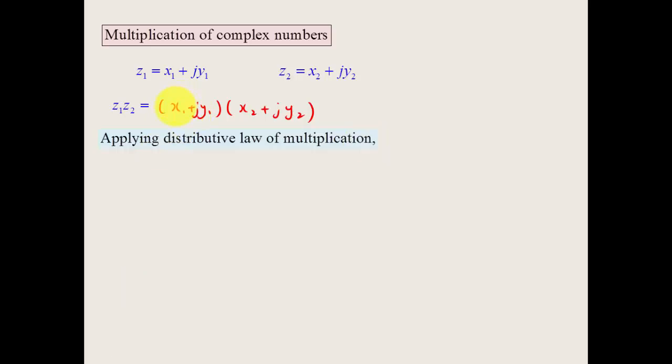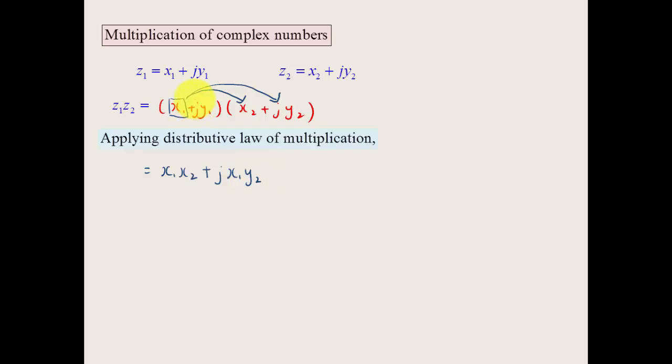So first, I'm going to start with the term x1, and I'm going to multiply x1 to x2. So that leaves me with x1 times x2. Then I'm going to keep x1, but now multiply it to the second term. So I have plus j x1 times y2.